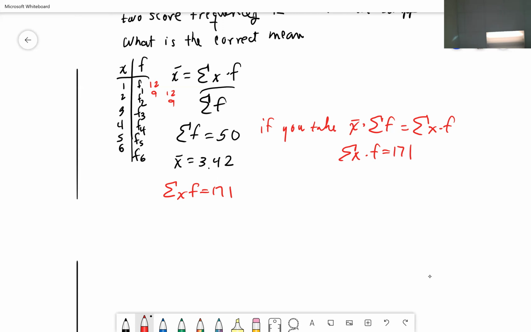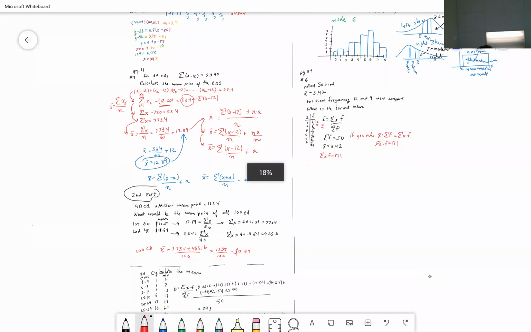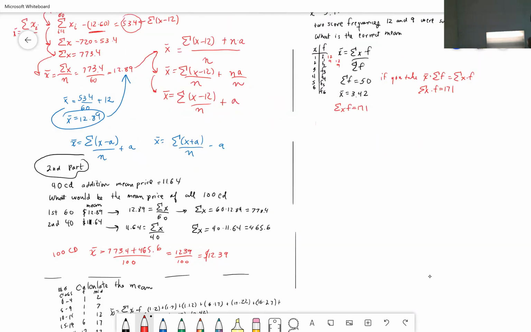Well, here's the thing. If you take 1 times 12, give me 1 second. Give me 1 second to zoom out completely.